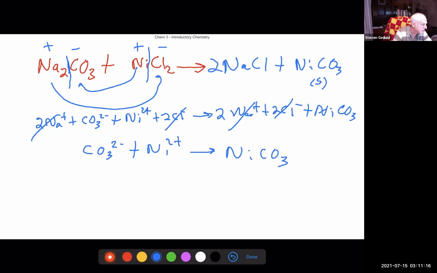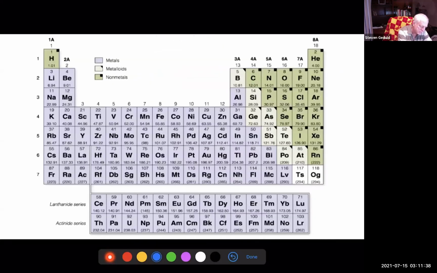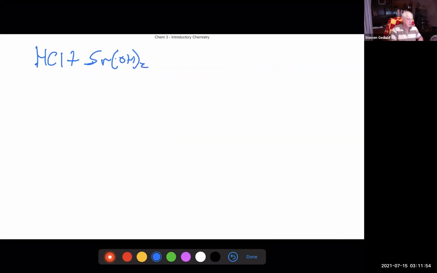All right. Now the next one was the neutralization reaction of hydrochloric acid and strontium hydroxide. Okay, so hydrochloric acid and strontium hydroxide. Strontium is Sr, what's the charge on strontium? Strontium is right here, it's plus 2. And Sr hydroxide, Sr(OH)2. And it wants the balanced molecular equation and the net ionic equation.